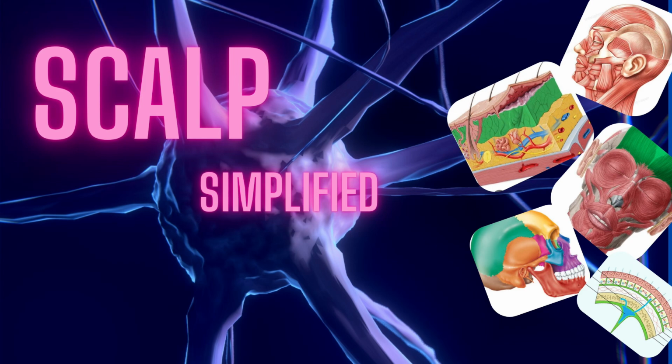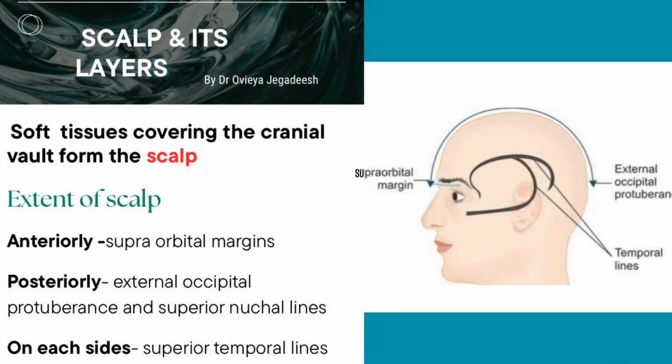In this video, I am going to explain about scalp and its layers. I have included every important point in a simplified manner with diagrams and pictures to help you study. Scalp is nothing but the soft tissues covering the cranial vault. The scalp itself is a mnemonic.